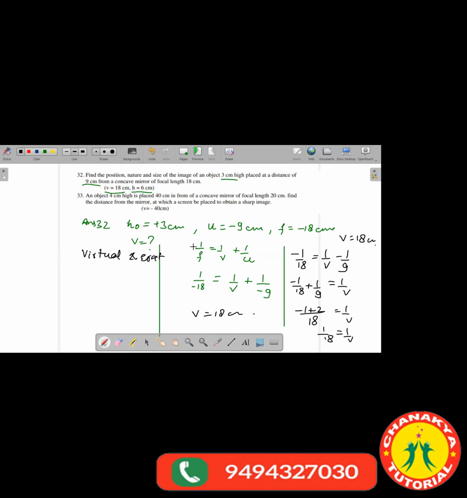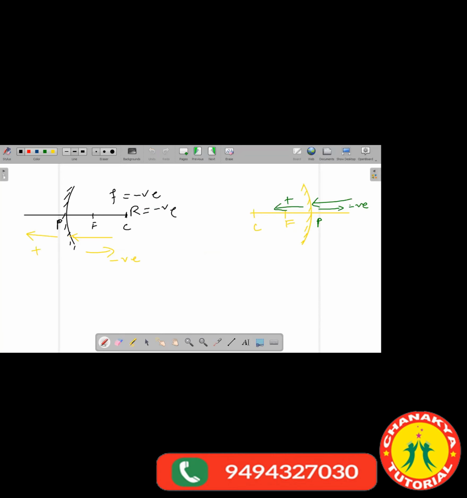Siddhisri, how can we get the size of the image? Sir, may I tell? Yes. It would be enlarged, but if you want to find out the exact size, we will use the formula of magnification as HI over HO equals minus V over U. Magnification is given by HI over HO, and it's also given by the formula minus V by U.